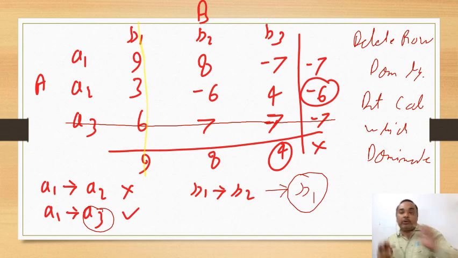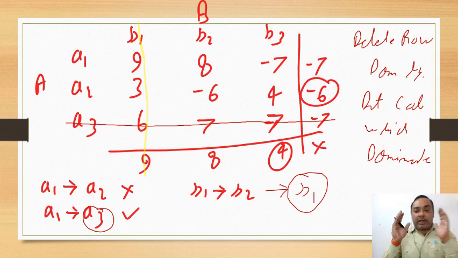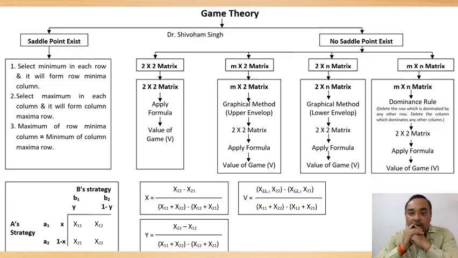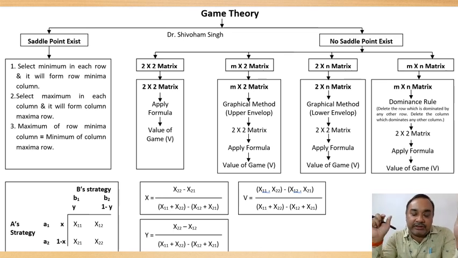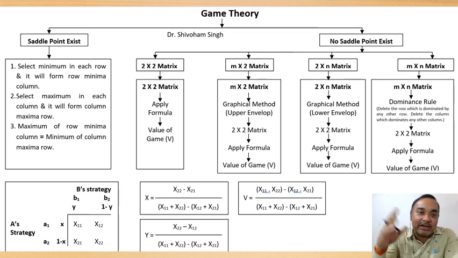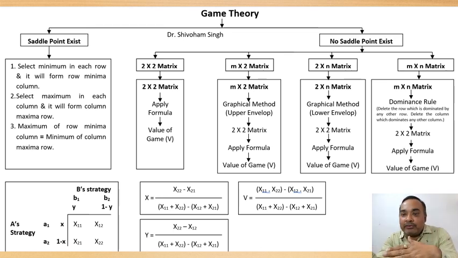Now again I am going to give a kaleidoscopic view; we should refer to our flow chart again. Whenever we have to discuss game theory, first of all, we should check the saddle point. How to check the saddle point? Row minima, column maxima. From the minima, we should select the maximum, and from the maxima, we will select the minimum. If both are equal, then a saddle point exists. If not, we will go for no saddle point.